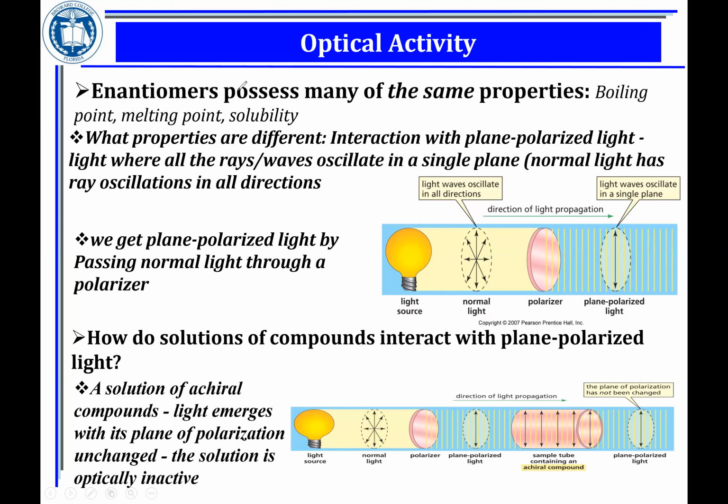Part 2 of chapter 5. Last time we talked about the R and S configuration, how to determine if you have R or S, how to determine the priority. Today we are starting with the difference in physical properties of a pair of enantiomers.